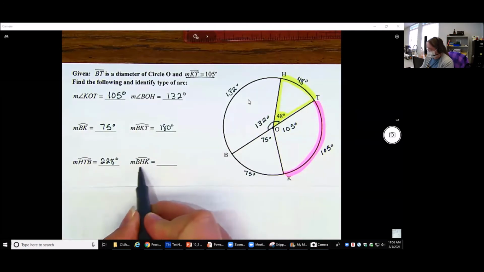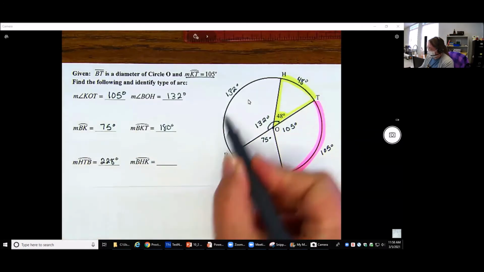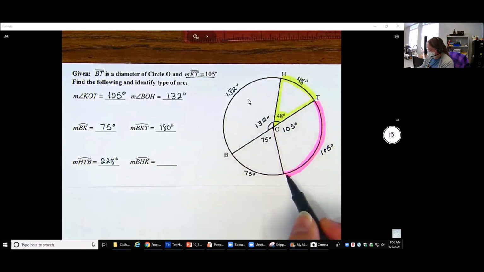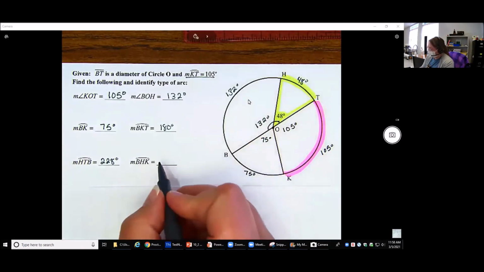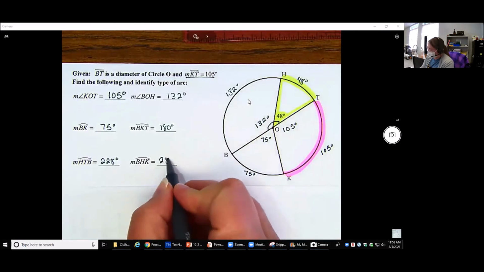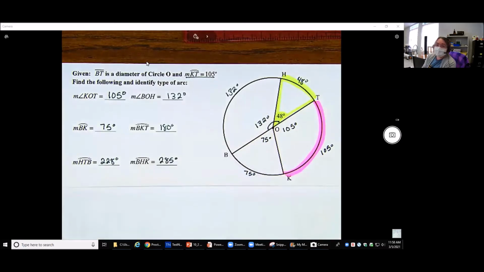And then another major arc, BHK, is basically everything on here except for the 75. So this is 285 degrees.